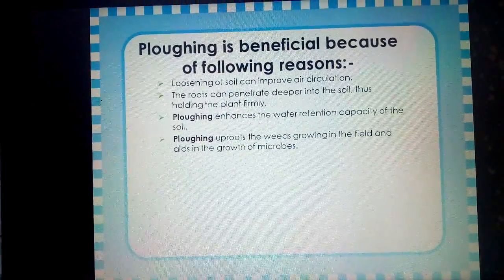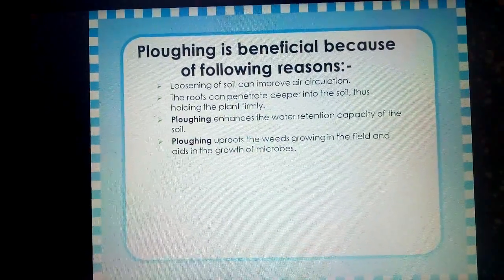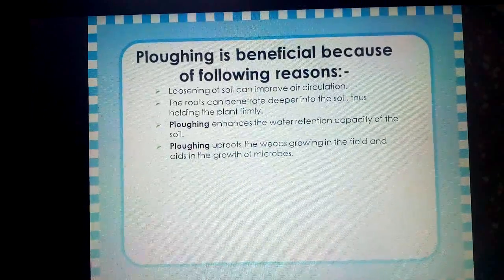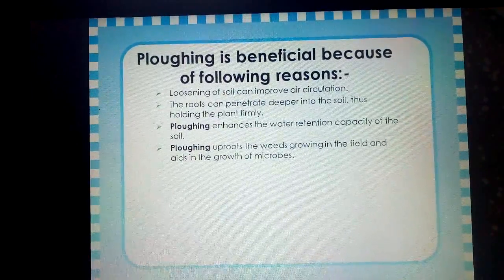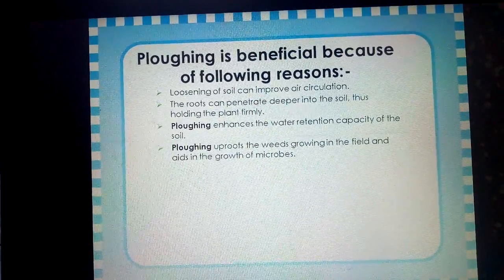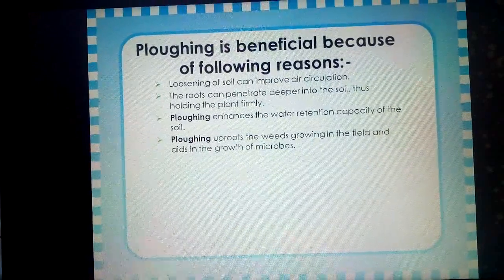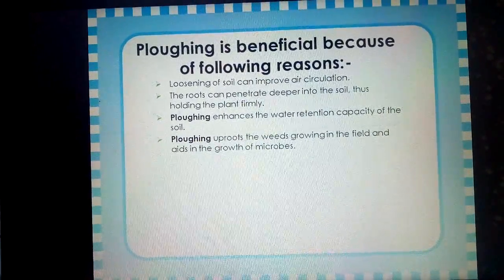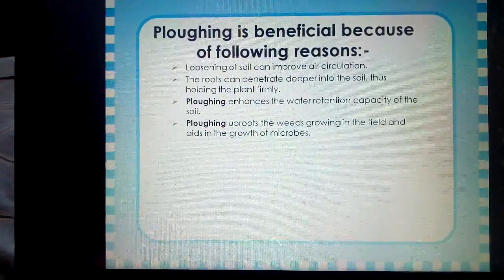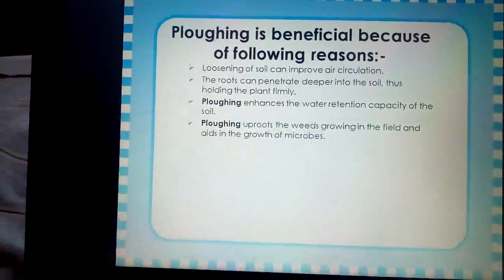Ploughing is beneficial for the following reasons. What is the importance of ploughing? Loosening of the soil can improve air circulation. The roots can penetrate deeper into the soil, thus holding the plant firmly. It enhances the water retention capacity of the soil, and ploughing uproots the weeds growing in the field and aids in the growth of microbes. So these are the basic importance of this process. So soil needs to be prepared.